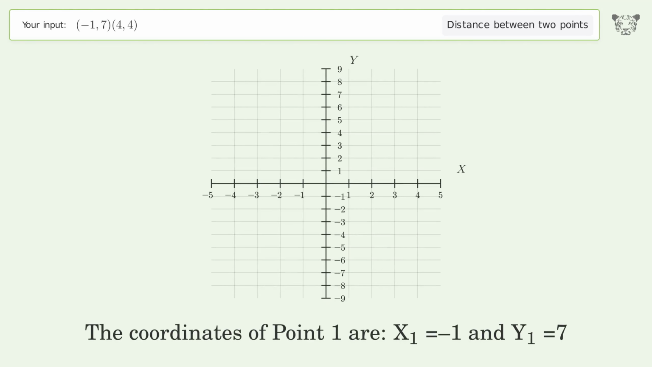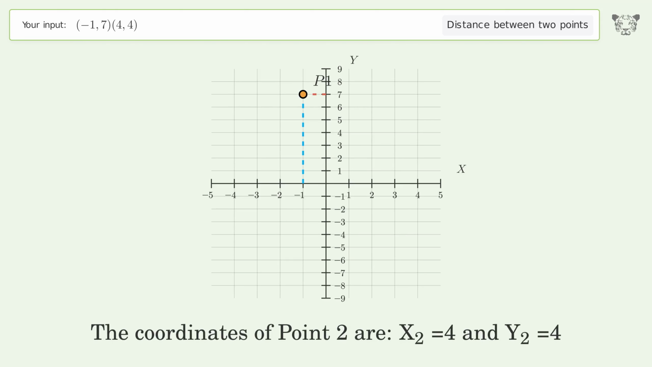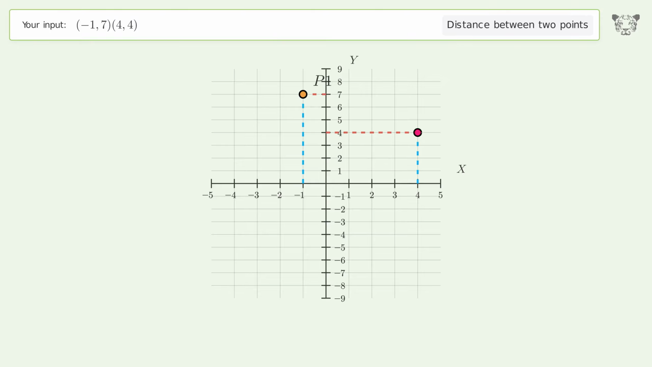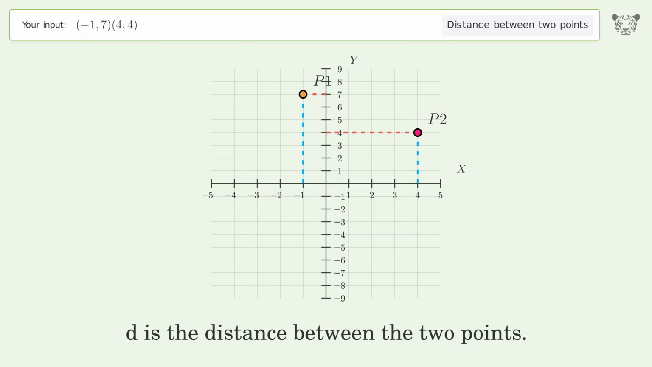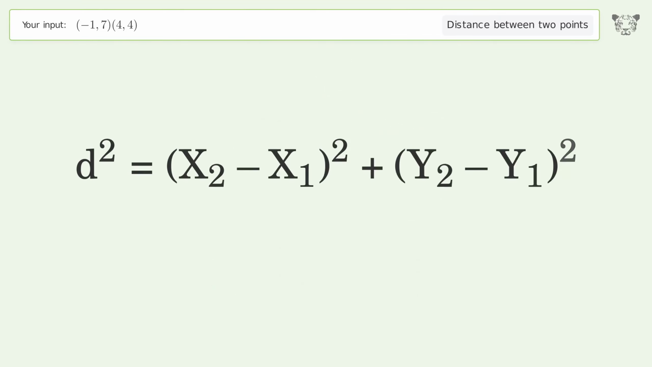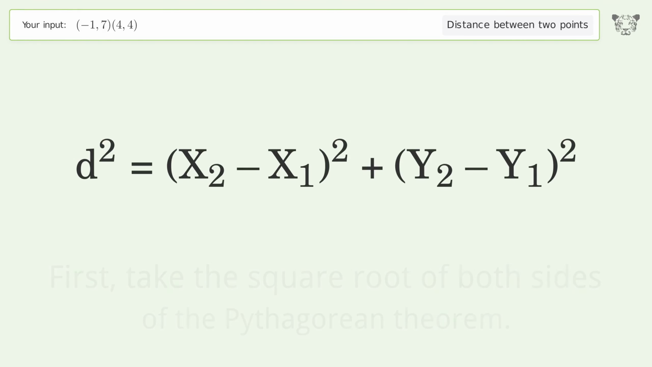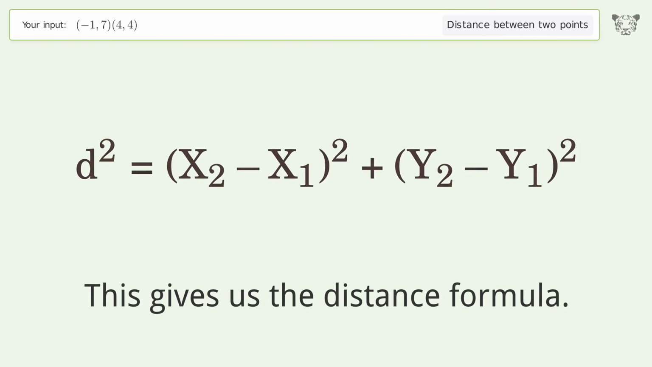The coordinates of point 1 are x1 equals -1 and y1 equals 7. The coordinates of point 2 are x2 equals 4 and y2 equals 4. D is the distance between the 2 points. First, take the square root of both sides of the Pythagorean theorem. This gives us the distance formula.